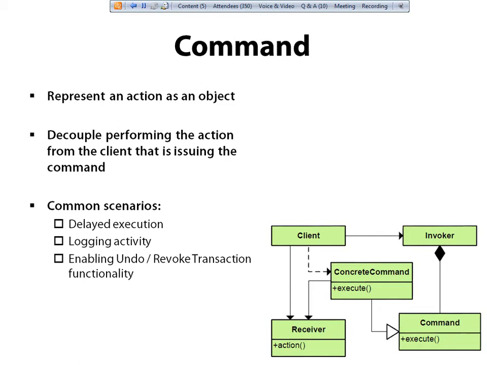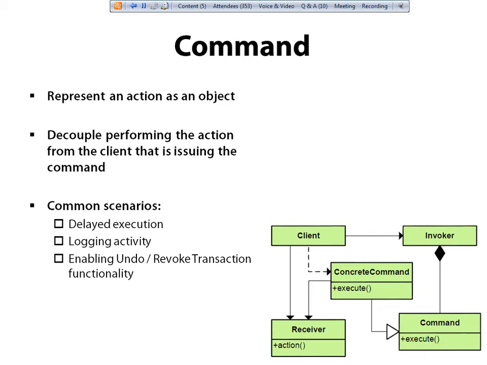Someone was asking about the memento pattern. That would be an example where we have a series of commands that we keep mementos of, and then we can implement undo by knowing how to do the reverse of each of those commands and then popping them back off the stack to do the undo or revoke transaction functionality.